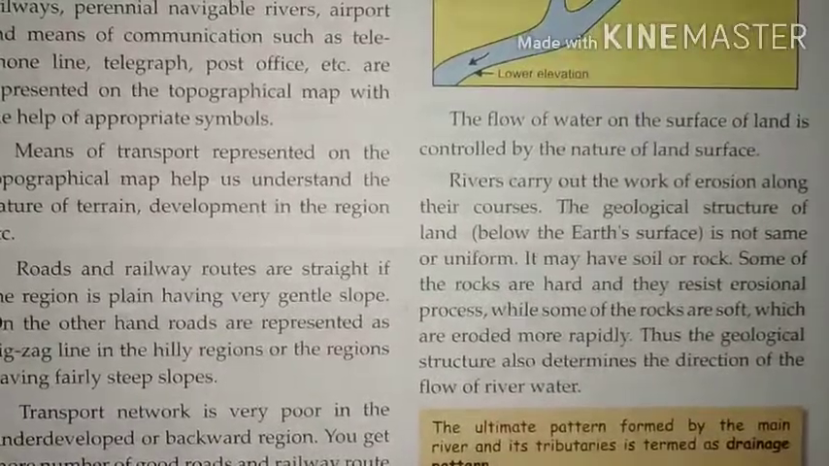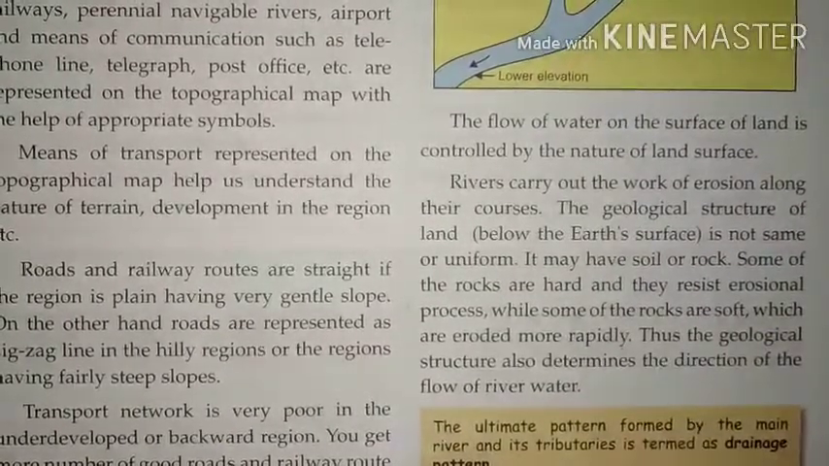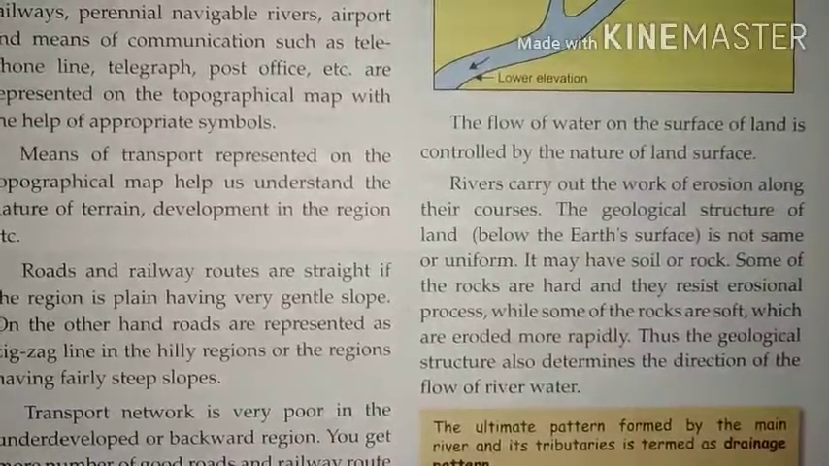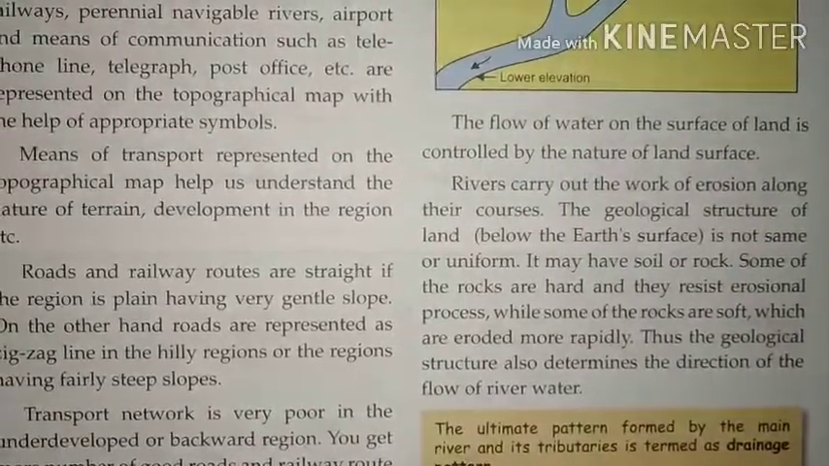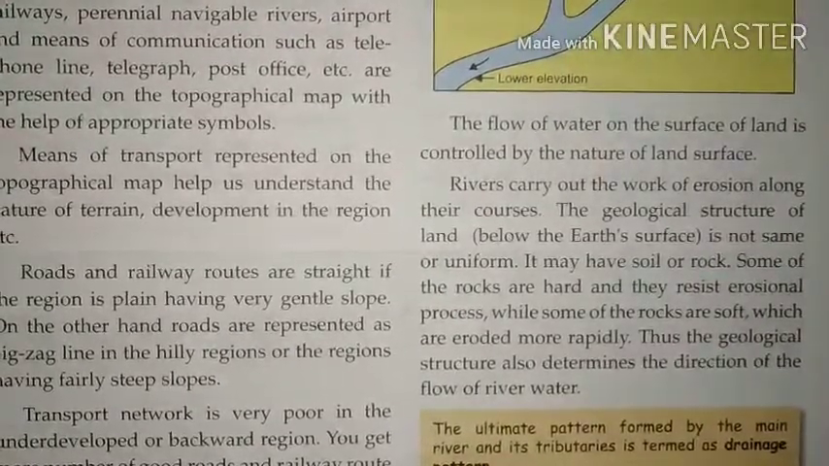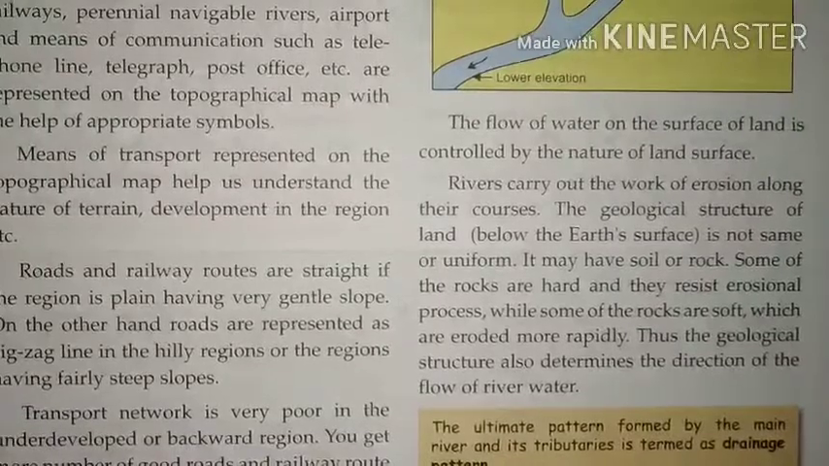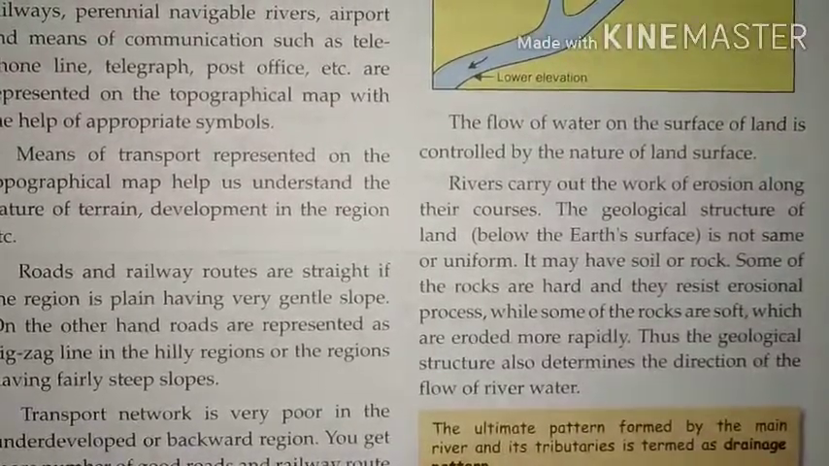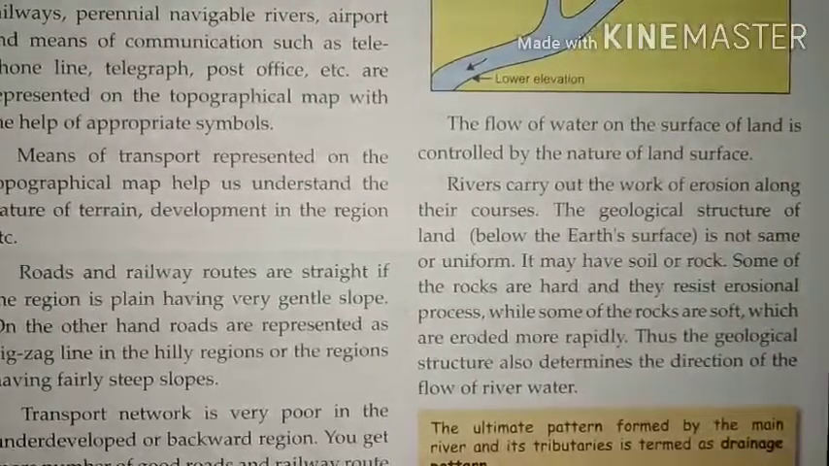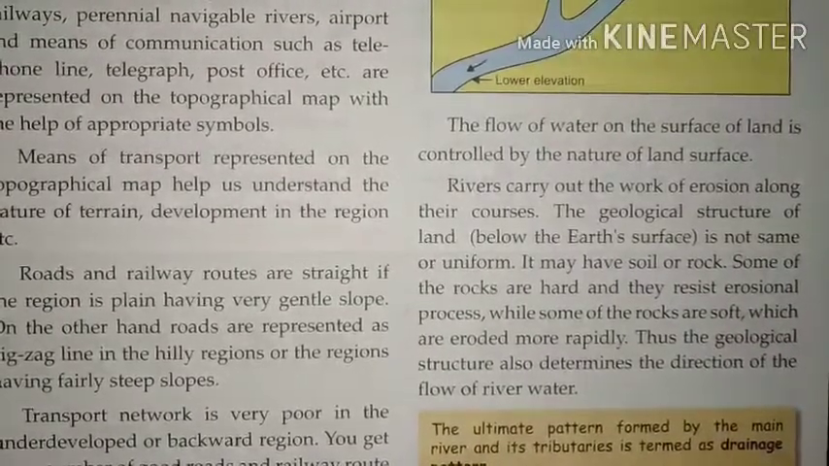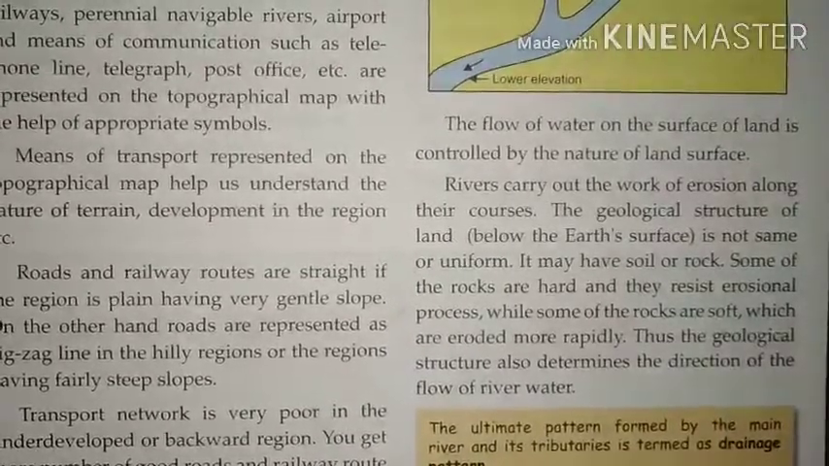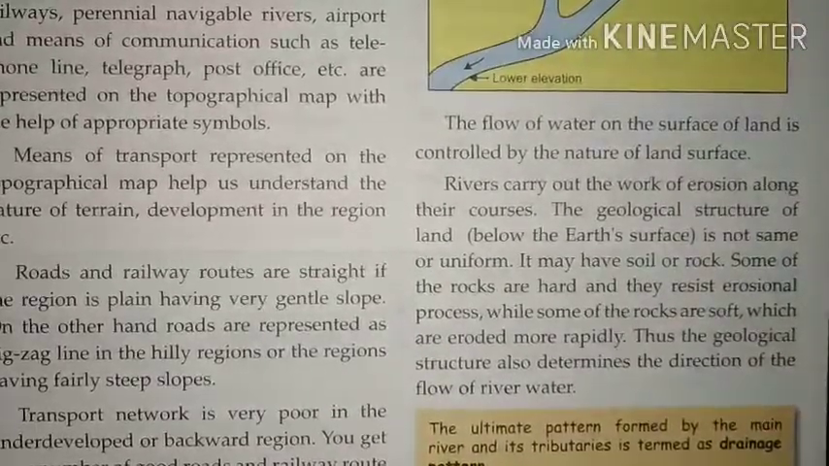So in the previous class also we have talked about how a river flows, how it comes down from the higher elevations towards the lower region. On its way, the nature of the rock or the soil is not the same everywhere. In some areas the rock is very hard, in some areas there is soft soil. In some areas erosion is possible, in some areas erosion is not possible. So these are the things which also determine the direction of a river.